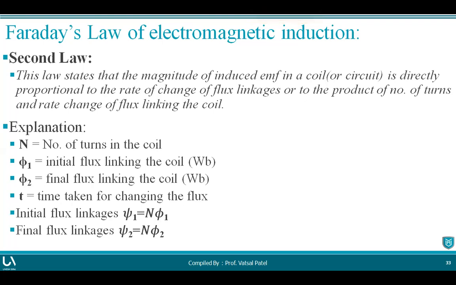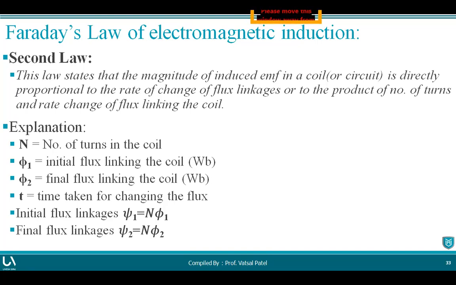This notation indicates that capital N is the number of turns in the coil. Then phi 1 is the initial flux linking in the coil at the start. Then phi 2 is the final flux linking in the coil. You may assume that this final flux is the maximum flux linking with the conductor. The time taken is denoted here by small t, how much time we require, right?